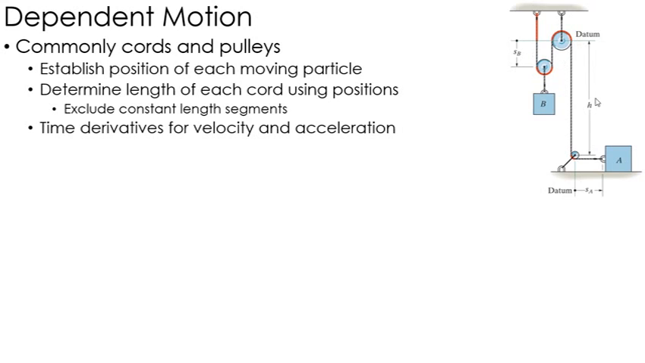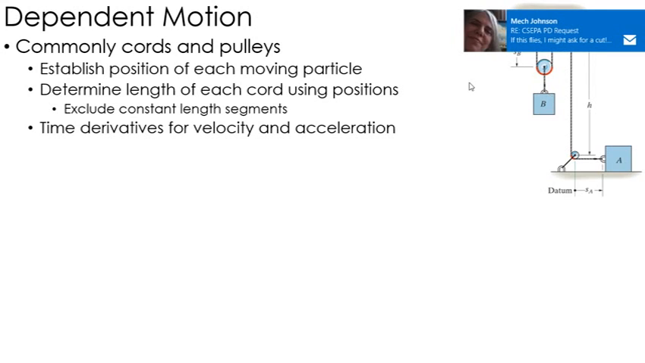Once I have that, I'm going to take a time derivative to get velocity and acceleration. That's why those constant lengths can be ignored, because when I take a time derivative of a constant, it becomes 0 anyway. So you can just ignore those constant lengths. And that's how you can relate speeds and accelerations in things like that.